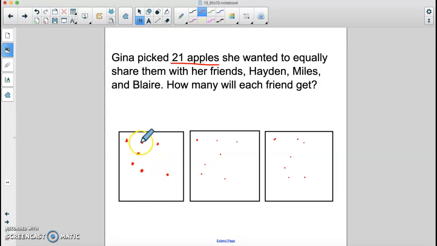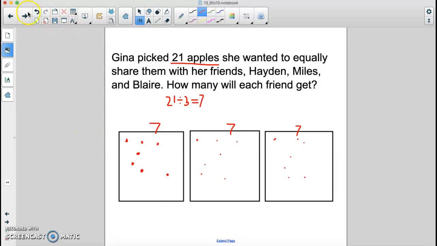Now let's count. 1, 2, 3, 4, 5, 6, 7. So Hayden had 7, Miles had 7, and Blair had 7. Now my division statement should be 21 divided by 3, because that's how many people I had, equals 7.